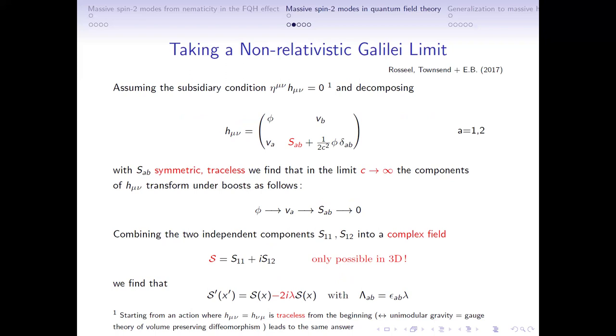I don't take it in the Lagrangian, that's much more work, but for my purpose it's enough to take it in the transformation. So, first of all, I know that from the Fierz-Pauli field equations, you can also show it's not only symmetric, but also traceless. And I will use that.